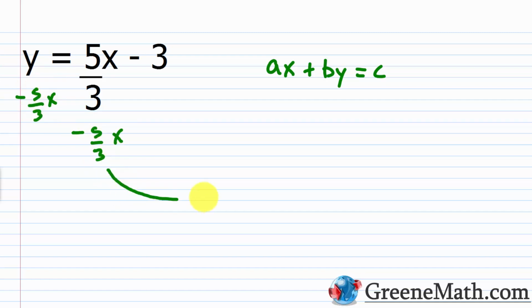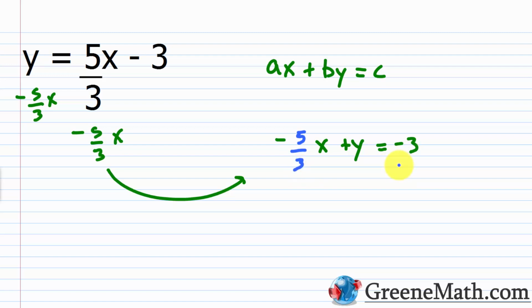And that's going to give me what? I'll do this over here. You'll have negative 5/3 times x, and then plus y is equal to negative 3. Now, at this point, if you were using a looser definition where a, b, and c are real numbers, then you're basically done, right? This is in standard form.